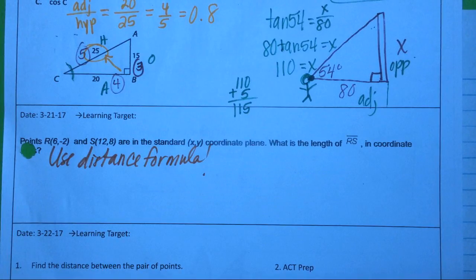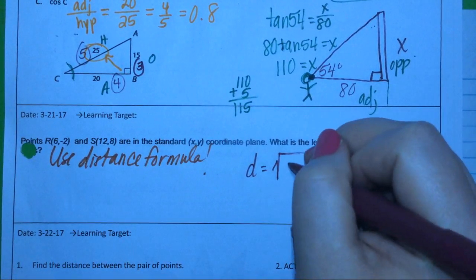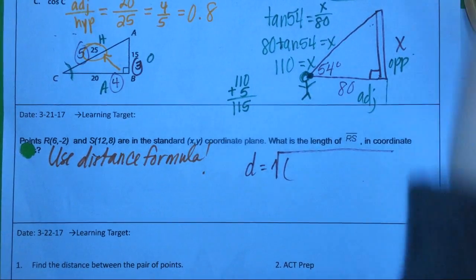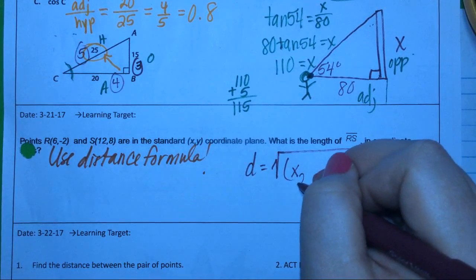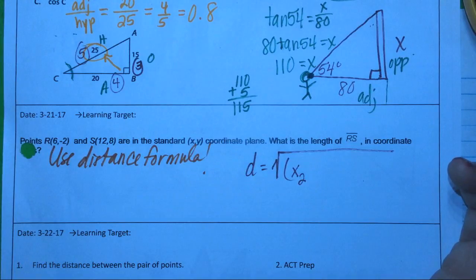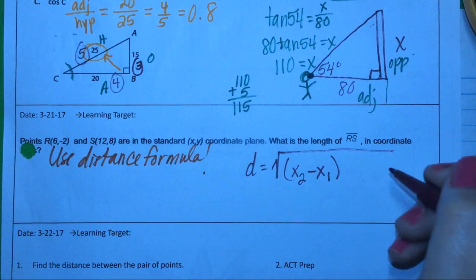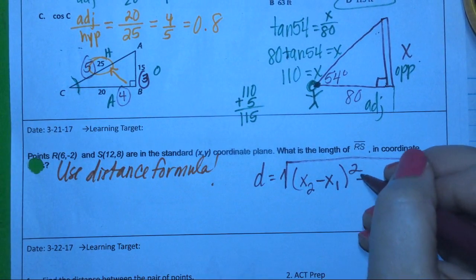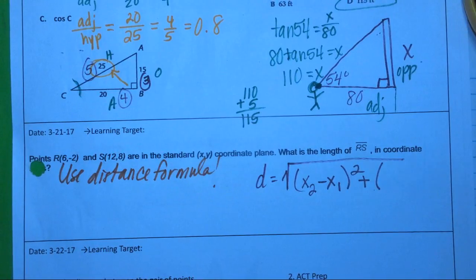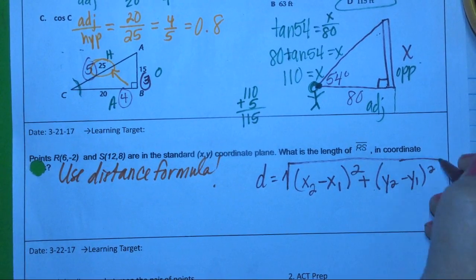Okay, remind me of the distance formula. X squared, no, x2 minus x1 squared, y2 minus y1 squared.